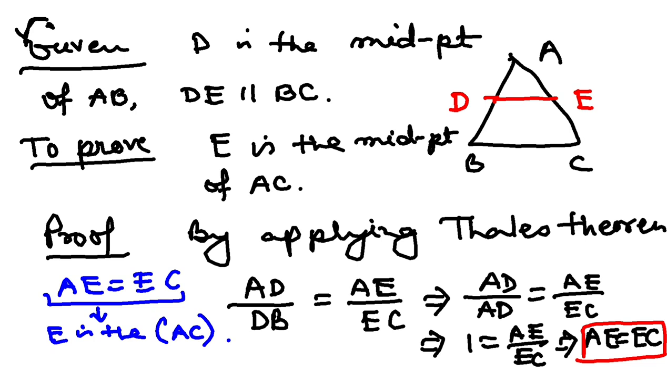So we have applied Thales theorem: AD by DB equal to AE by EC. D is the midpoint, so AD equals DB. I can cancel those terms. I'll get 1 equal to AE by EC. So that will give you AE equal to EC. That means E is the midpoint of AC. So this is the converse of the midpoint theorem.